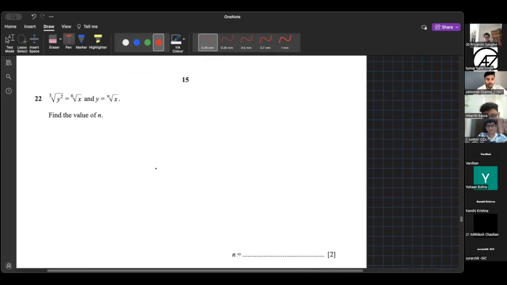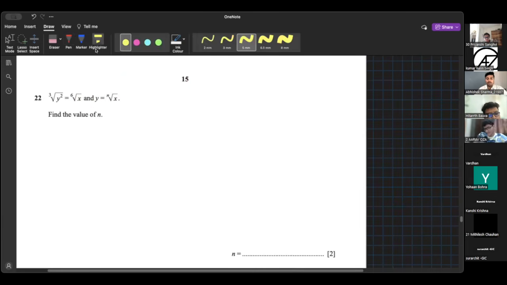Okay. Question number 22. We have cube root of y square is equals to 6 root of x, and y is equals to n root of x. Find the value of n. In such questions, it becomes difficult to understand where to start from, right? Always check what is asked. They are telling us to write y in terms of root n of x. So let's start from here.